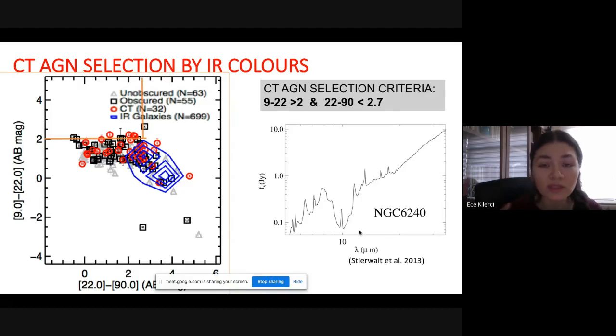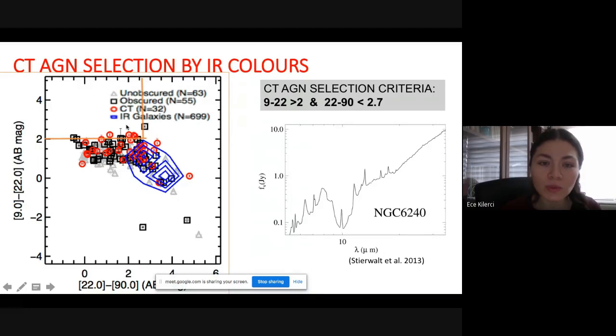Then we also checked the infrared colors. We wanted to see if infrared colors depend on the NH. But we checked many different color combinations, and most of the time we couldn't see a clear color distribution. But in this particular color diagram, in this range, above 2 and below 2.7, we realized that we have only like 4 Compton-thick AGN in this region. This is just an experiment by eye.